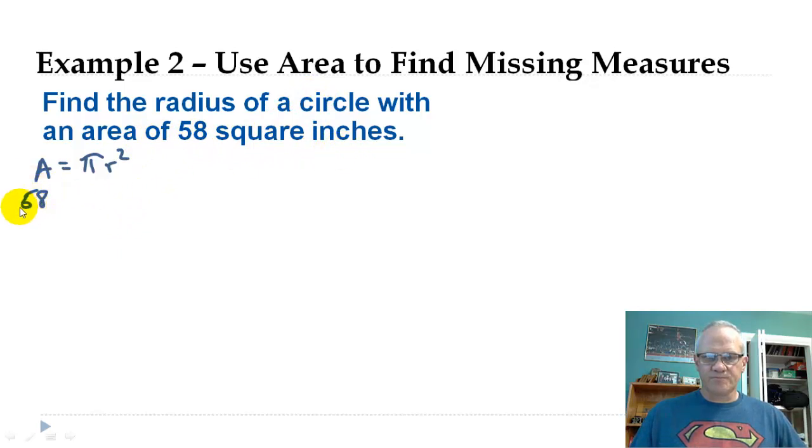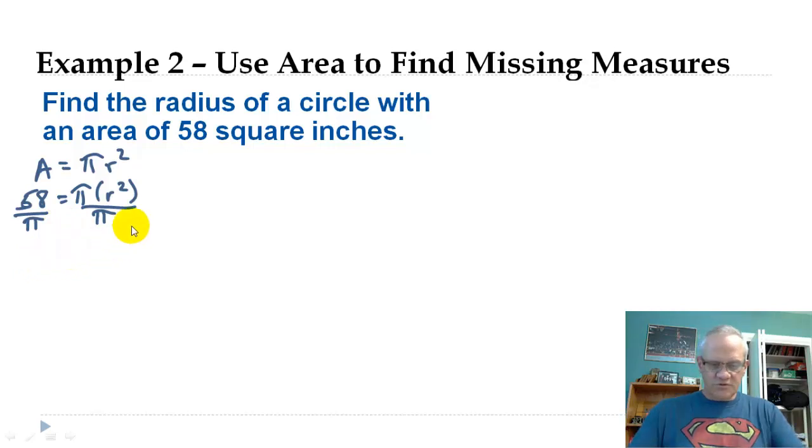We know the area is 58 square inches, so we'll just plug it in. 58 equals pi times r squared. Since we're trying to find the radius, what I would do first is get r by itself. Think like how we normally solve algebra problems. We clear everything away from the variable that we want. This is being multiplied times pi, so let's divide by pi.